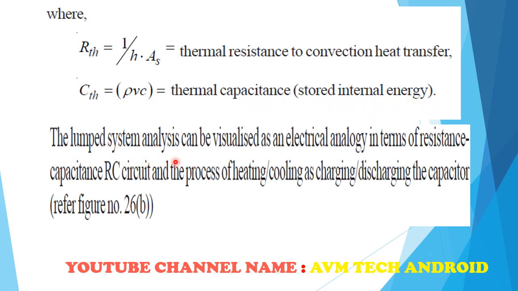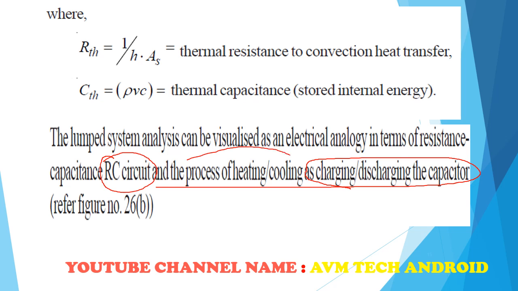So this lump system analysis can be visualized as an electrical analogy in terms of a resistance capacitance, that is RC circuit, and the process of heating and cooling as charging and discharging of the capacitor. We had discussed the electrical analogy in the initial figure, where there is charging and discharging of the capacitor, and in the RC circuit we can treat heating or cooling as charging and discharging of the capacitor. So that we had discussed.